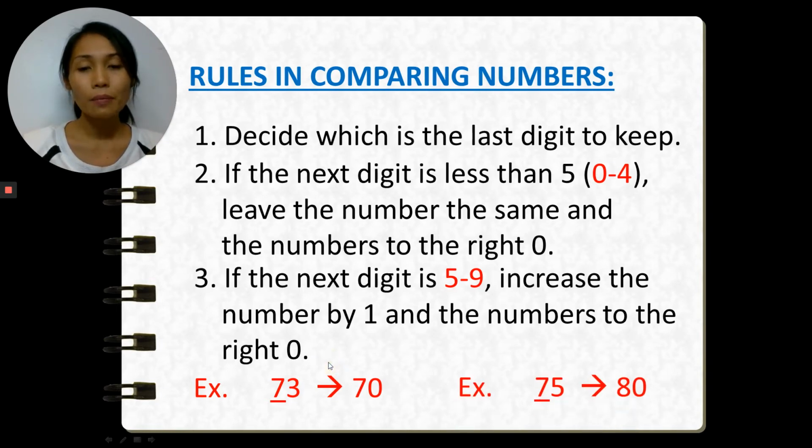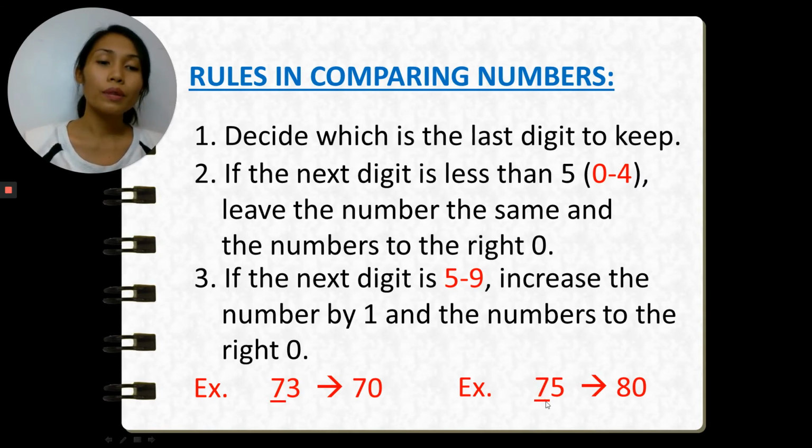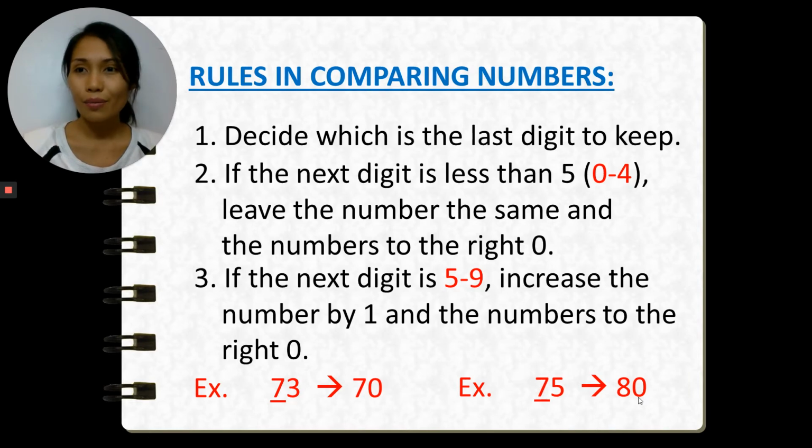Okay, another example. If the number is 75, we will round it up to 80. Why 80? Because the next digit after 7 is 5. And according to the rule, if the next digit of the underlined number is 5, 6, 7, 8, 9, then you have to add 1 to the number that was marked. So 7 plus 1 is 8, which gives 80, and then make all the numbers to the right 0.